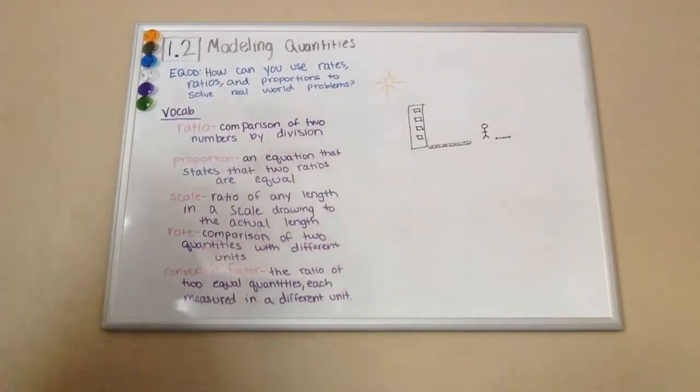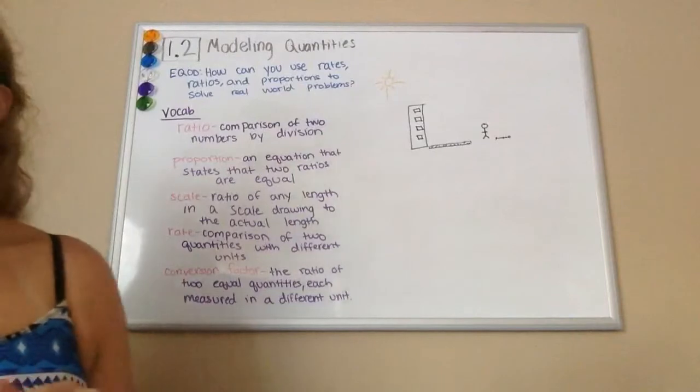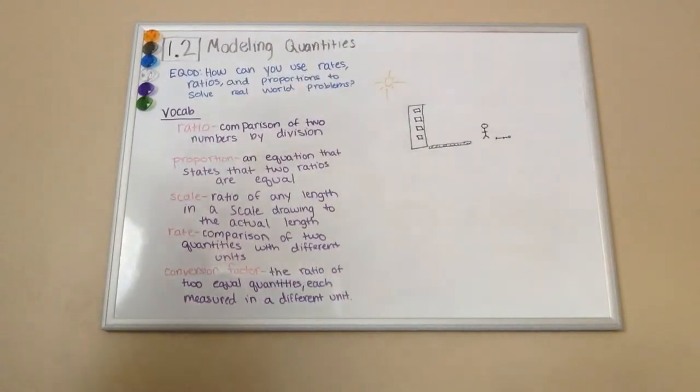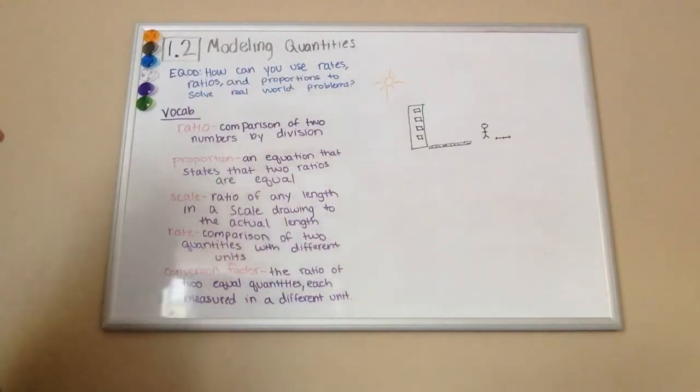Alright everyone, so we are going to cover lesson 1.2 today, which is modeling quantities. And in this lesson we're going to talk about how we can use rates, ratios, and proportions to solve real world problems. So we're going to see a lot of word problems today.